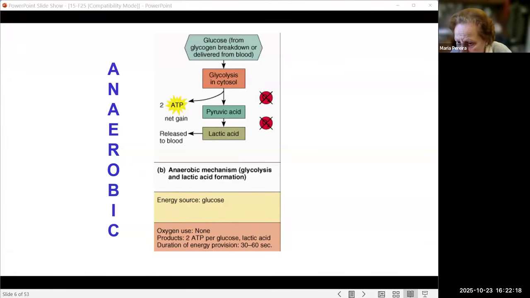So after the lactic acid is generated and it's released to the blood, it has to be converted back to glucose and glycogen, and that occurs in the liver. So the blood carries this lactic acid to the liver, and that's where the lactic acid is then recycled back into glycogen and glucose. So there's this recycling mechanism.